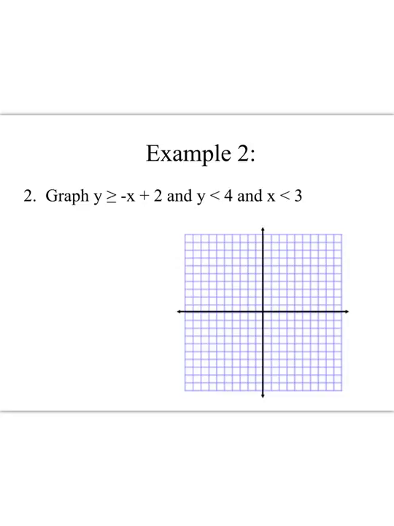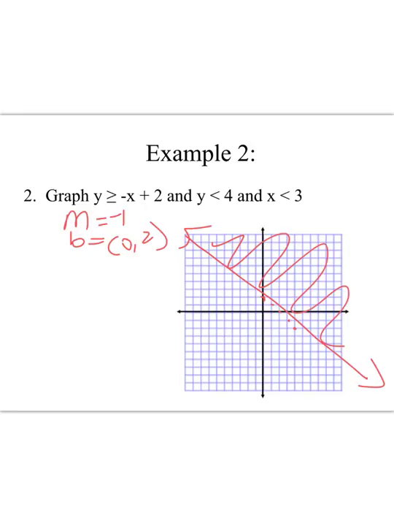All right, so looking at the first graph, we're going to have a slope of -1. We're going to have a y-intercept at 0, 2. So starting at 0, 2 with my slope of -1, down 1, right 1. It is going to be a solid line. And if I put 0, 0 into my equation, I get 0 being larger than 2. 0 is not larger than 2. So I'm going to shade on the upper part of the graph.